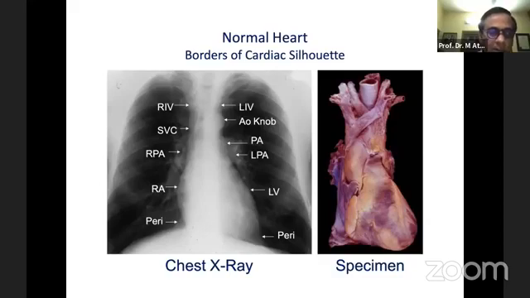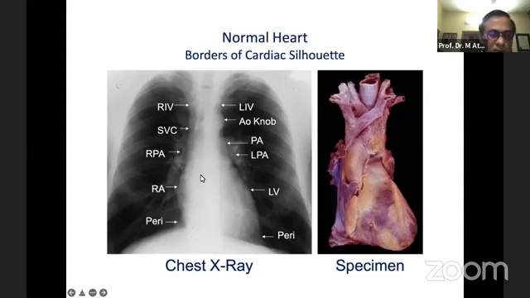So this is again the normal heart. This is the specimen of the heart on the left side, and if we take the X-ray, we can see this is the X-ray of the heart. This is the right border, this is the left border of the heart, and these are the components of the left border and right border, and we know it.